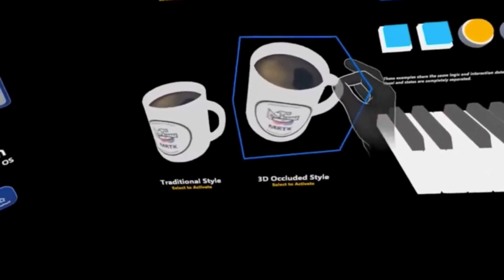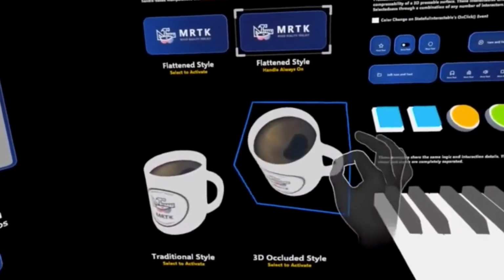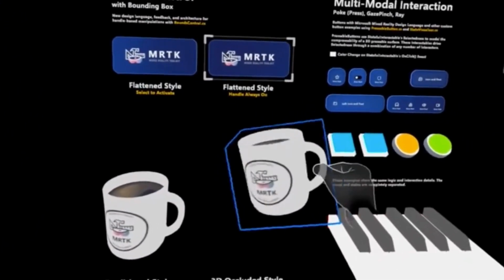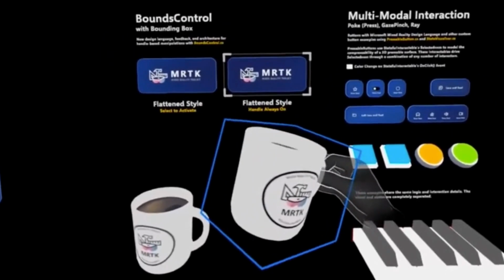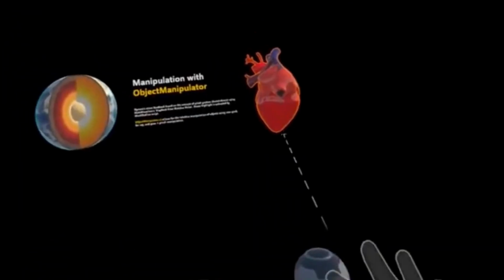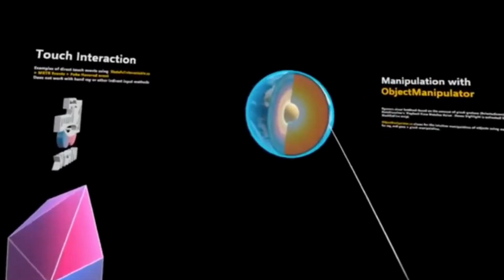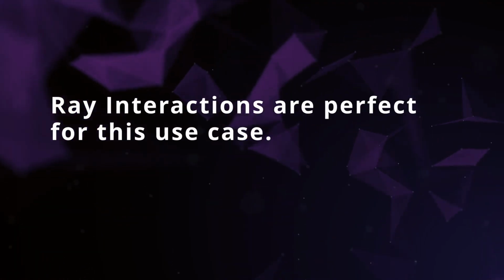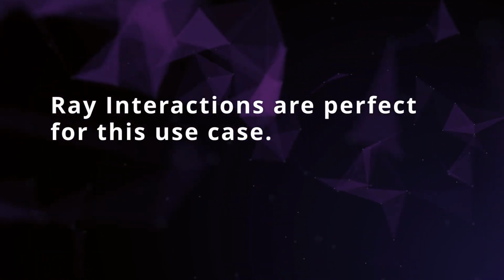In order to make a small object easier to grab with direct interaction, your grabbable area, or collider, would have to be much larger than the 3D object. Ray interactions provide much more precision for small objects and give you more reach for large play surfaces, so they're perfect for this kind of use case.